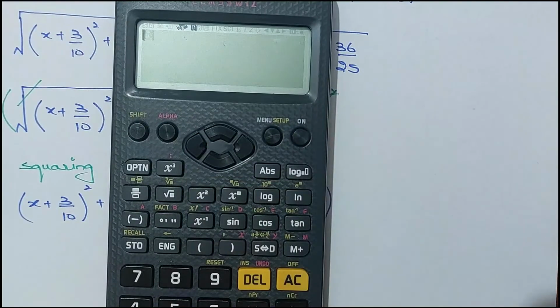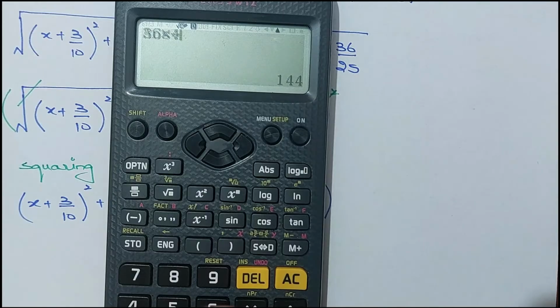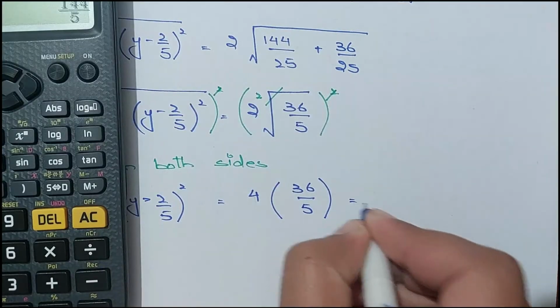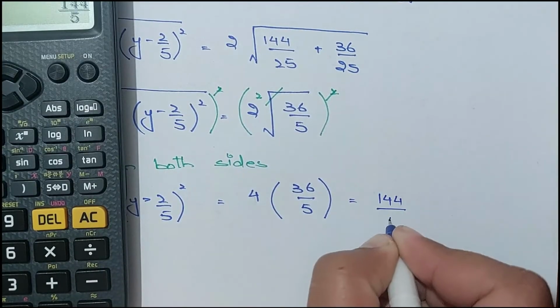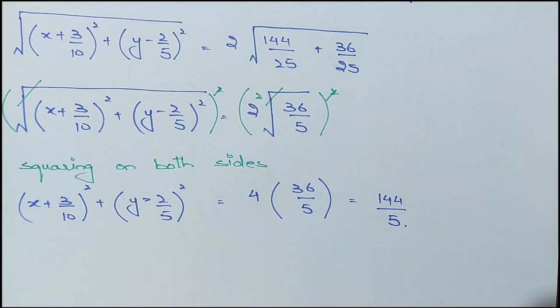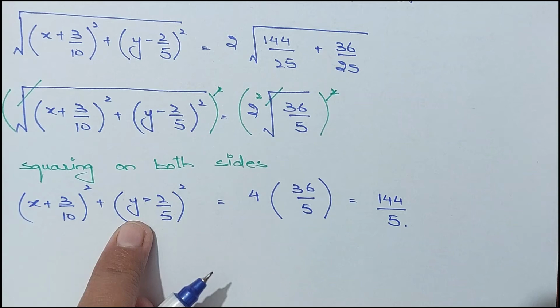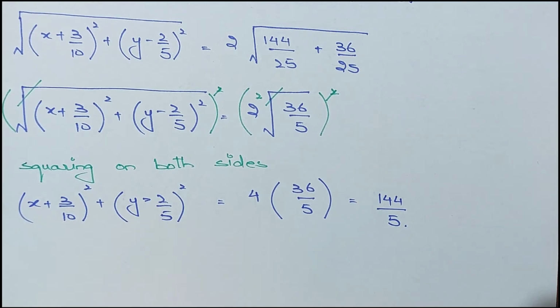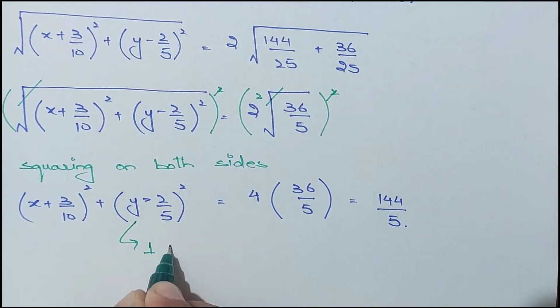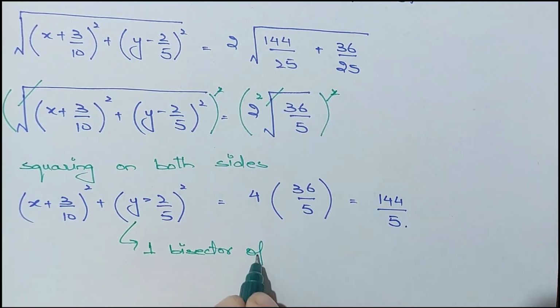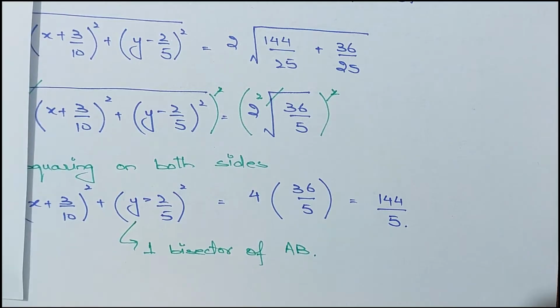36 times 4, 144 by 5. This is 144 divided by 5. All right. So what y value are we going to use? Since the point D lies on the perpendicular bisector of AB, this y value we have to use as the perpendicular bisector of AB. That would be the y value, and we have done the perpendicular bisector of AB from part A.